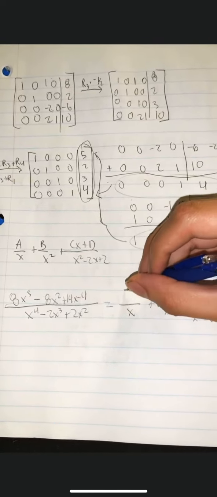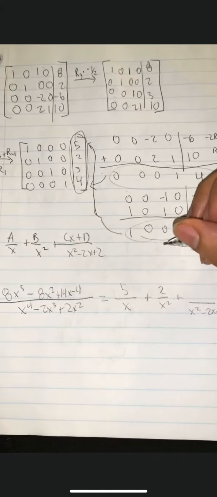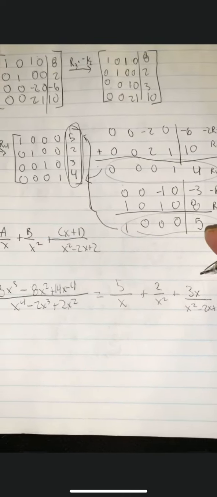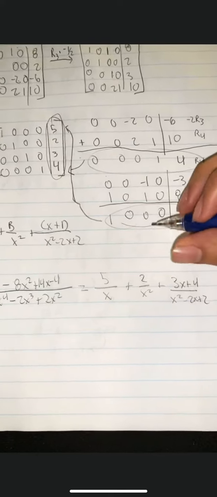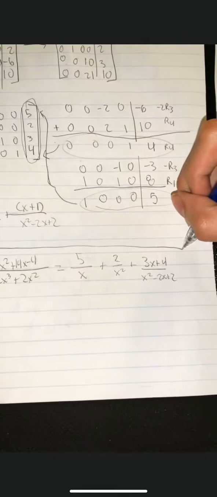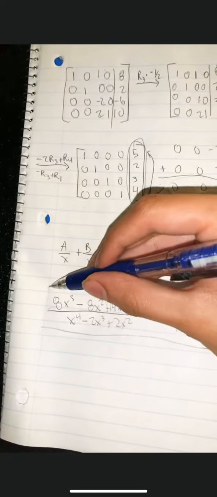So now I will replace it. So 5 goes with A, 2 goes with B, and 3 will replace C, and we'll still keep the x, and then plus 4. So this is our final complete answer.